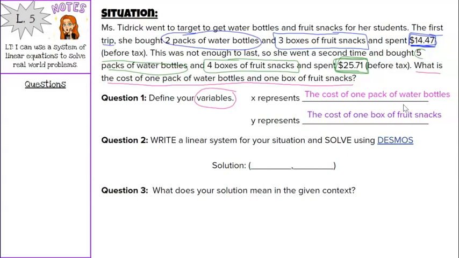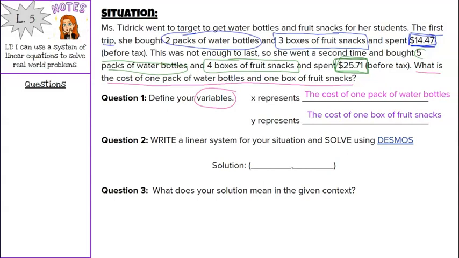Question 2, we are going to write a linear system for our situation, and then we're going to solve using Desmos, which is an online graphing calculator. So first off, we have to write the system so that we can put it into the graphing calculator. So the first equation is going to be that first trip to Target.